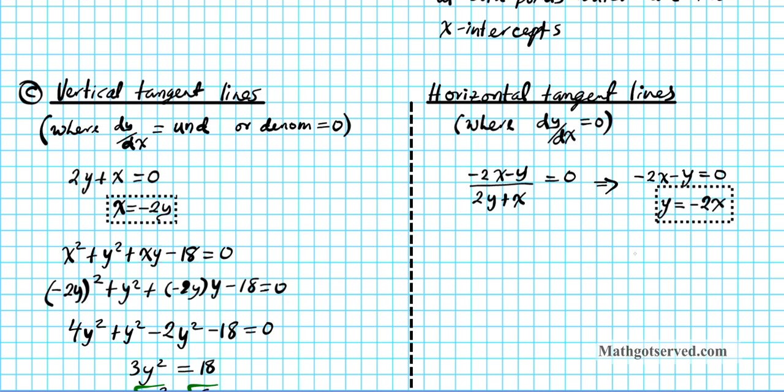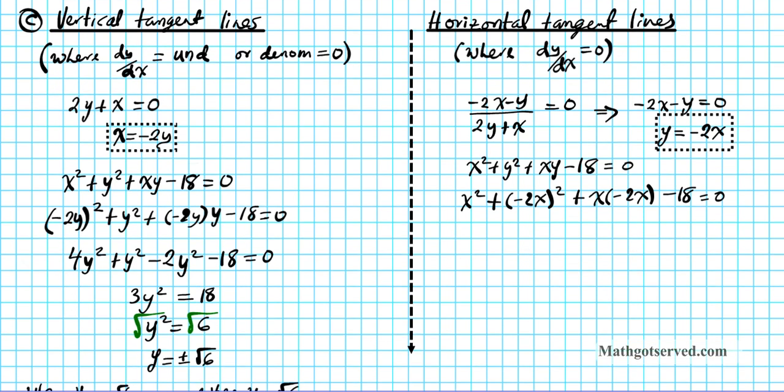Okay, but we're looking for points. So how do we find the points? Well, I need to find some numerical values. So what we're going to do is exactly what we did when we were looking for the vertical tangent lines. We're going to plug in negative 2x for y in the original equation and then solve the resulting quadratic equation for x. Let's recall the original equation of the rotated ellipse: x squared plus y squared plus xy minus 18 equals 0. So we're going to plug in negative 2x for all the y's. So we have x squared plus negative 2x squared plus x times negative 2x minus 18 equals 0.